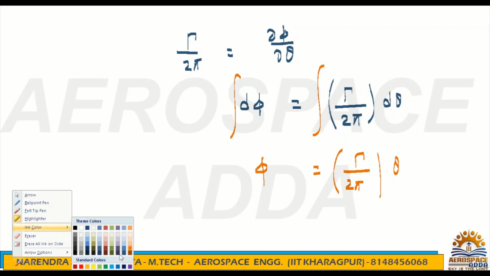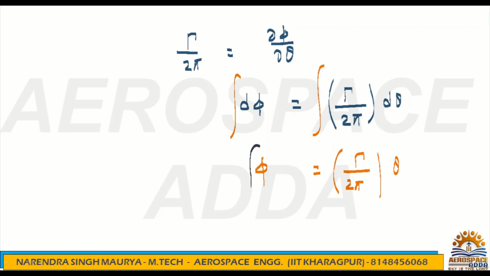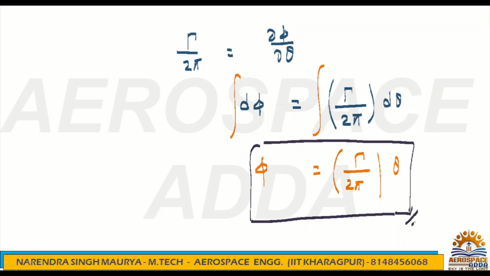First of all, you should know this equation and you need to remember it. For the vortex flow, they can directly ask you this potential function value. Here theta is in radians, and circulation upon 2 pi is nothing but a constant. All right, so done.